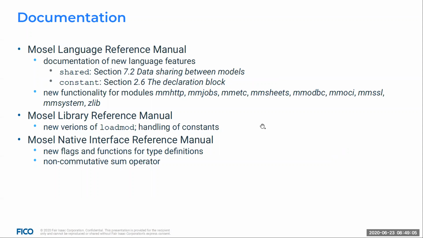Okay, most of these features I have presented today are documented in the Mosel language reference manual, in particular these new keywords shared and constant, and then all these different extensions to the various modules I've mentioned: HTTP, jobs, the various data handling modules, and file system functionality. Some of these carry through to libraries, in particular NodeMod for the cloning, and some are also in the native interface reference manual.